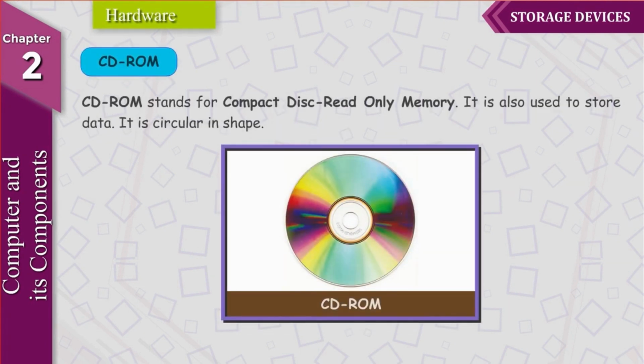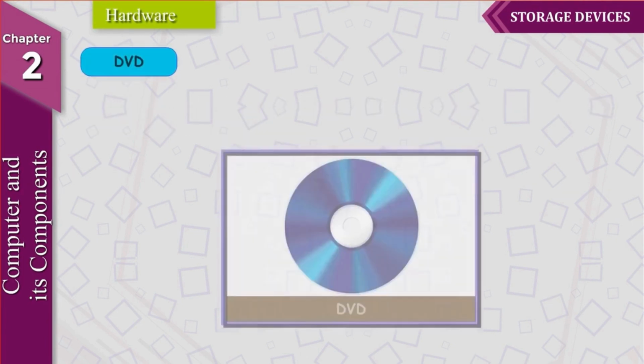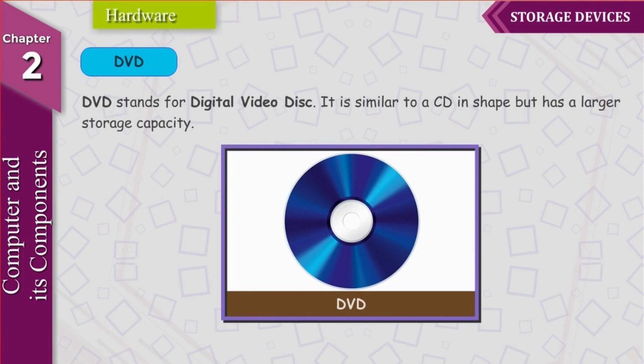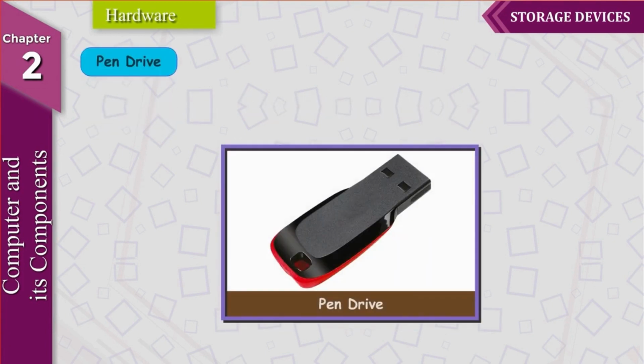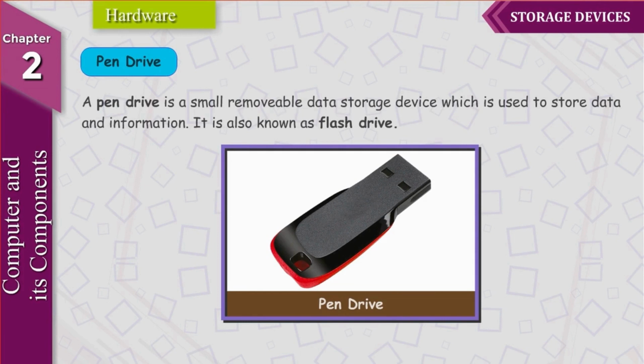CD-ROM. CD-ROM stands for compact disc read-only memory. It is also used to store data. It is circular in shape. DVD. DVD stands for digital video disc. It is similar to a CD in shape but has a larger storage capacity. Pen drive. A pen drive is a small removable data storage device which is used to store data and information. It is also known as flash drive.